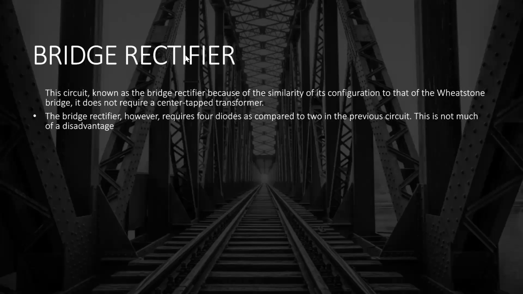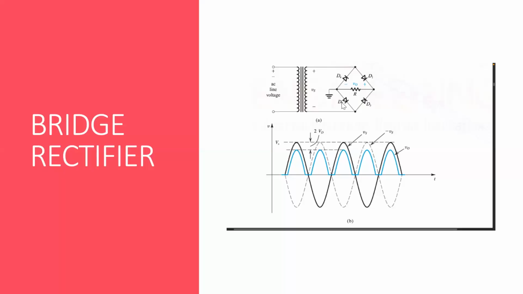Another rectifier is the bridge rectifier. This circuit is known as the bridge rectifier because of the similarity of its configuration to that of the Wheatstone bridge. It does not require a center tapped transformer. The bridge rectifier, however, requires 4 diodes as compared to 2 in the previous circuit, but this is not much of a disadvantage, and that may not be the problem.